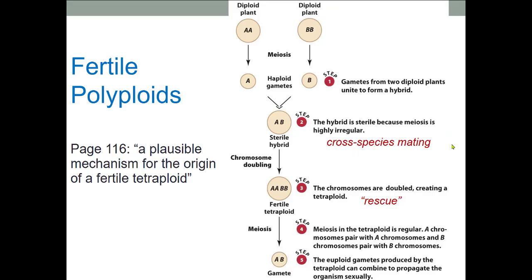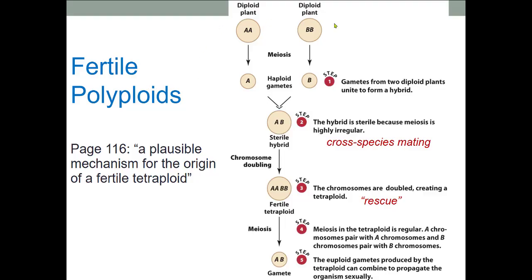There are some examples of fertile polyploids in the book, and actually I'm not sure if it's still page 116. I guess it depends on which edition of the text you're looking at. But there is this, what they call a plausible mechanism for the origin of a fertile tetraploid. Now, stick with me here for a second.